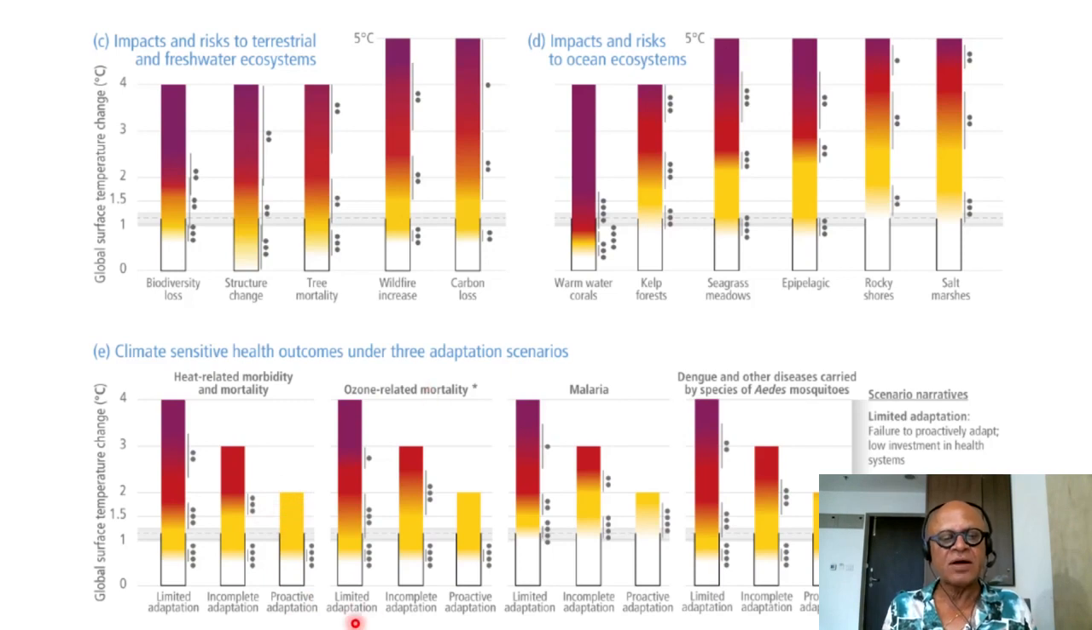Similarly, for ozone-related mortality, limited adaptation has high risks. Then incomplete adaptation, and proactive adaptation. Proactive adaptation is obviously preferred, and we can say this with high confidence for warming ranges below 2 degrees C. Sometimes the model scenarios or these evaluations are not considered for higher temperature ranges, whereas here they are, but you can see that the confidence drops here as well. Similarly for malaria and dengue and other diseases carried by Aedes aegypti mosquitoes.